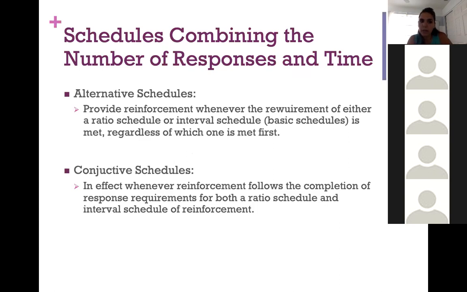For conjunctive, it's in effect whenever reinforcement follows the completion of response requirements for both a ratio schedule and an interval schedule. So it has to be both for conjunctive, but for alternative, it's either a ratio or an interval schedule. Okay, that's why it's combined under schedules combining the number of responses and time. So that's the category. When you think of schedules that have both number of responses and time, it's either alternative or conjunctive.